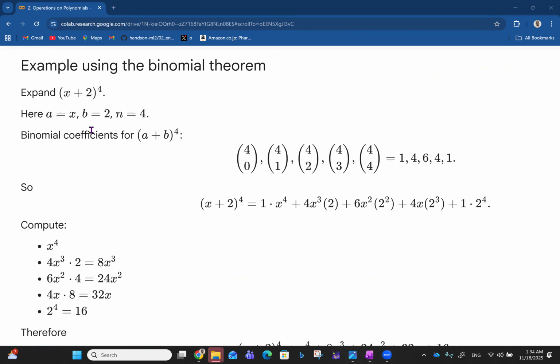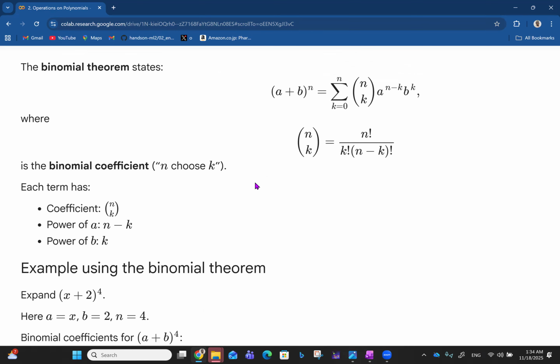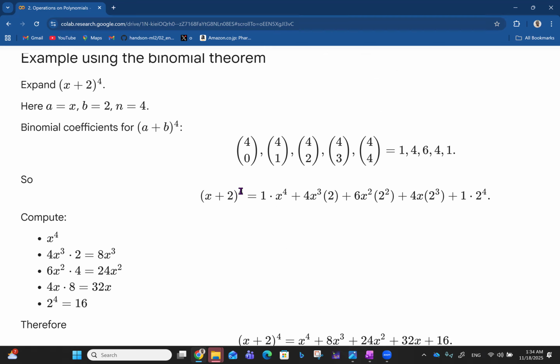So if you use it to get the binomial coefficient for (a + b) raised to power 4, you have 4 combination 0. It's a summation, right? You have the summation of n combination k and all that. So you have 4 combination 0, 4 combination 1, 4 combination 2, 4 combination 3, 4 combination 4, and you have 1, 4, 6, 4, 1, following the law of combination.